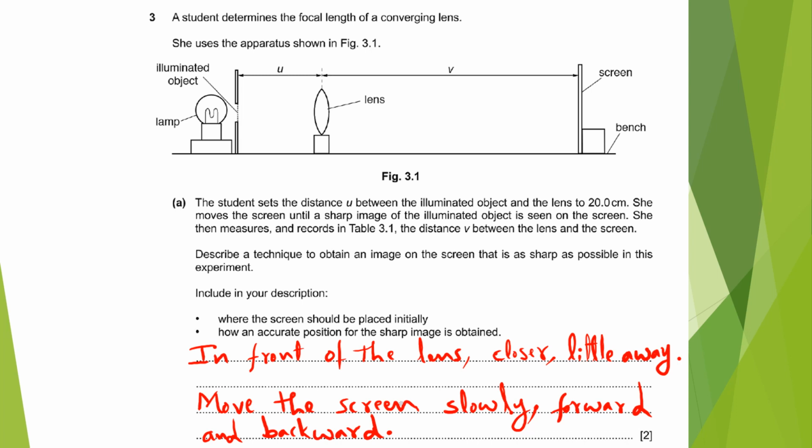The two points, two answers, are slightly confusing. For the first part, the screen should be in front of the lens on a horizontal table, in the same plane. And the second one is, to get the sharp image, the screen should be moved slowly. That is the main point. Then moving to the next part.